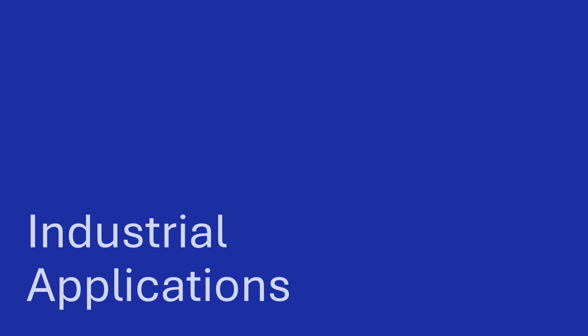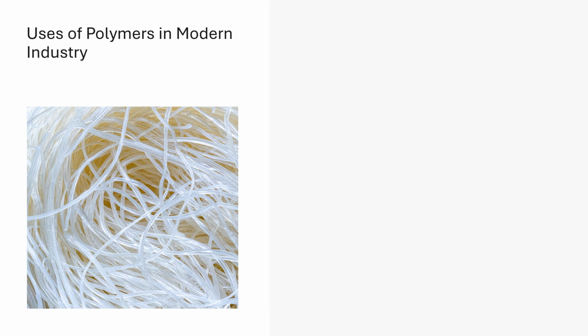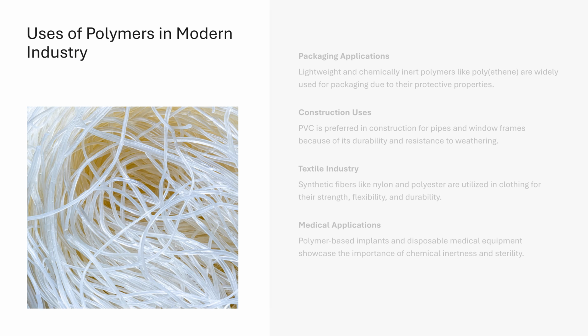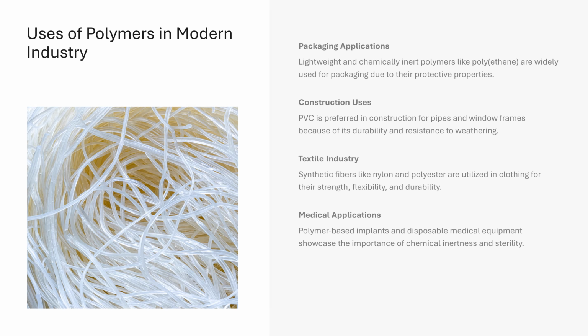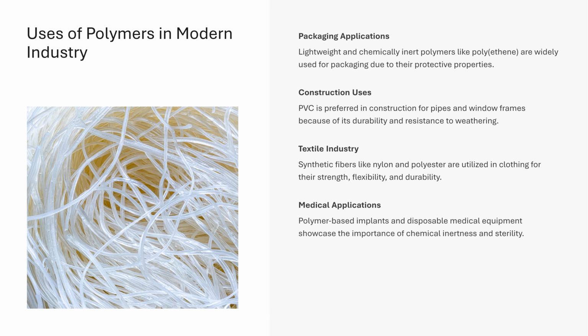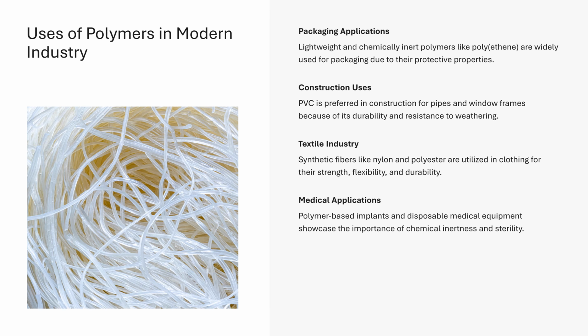Uses of polymers in modern industry. Polymers are used extensively across modern industry. In packaging, lightweight and chemically inert polymers such as polyethylene are favored. In construction, PVC is used for pipes and window frames due to its durability and resistance to weathering.